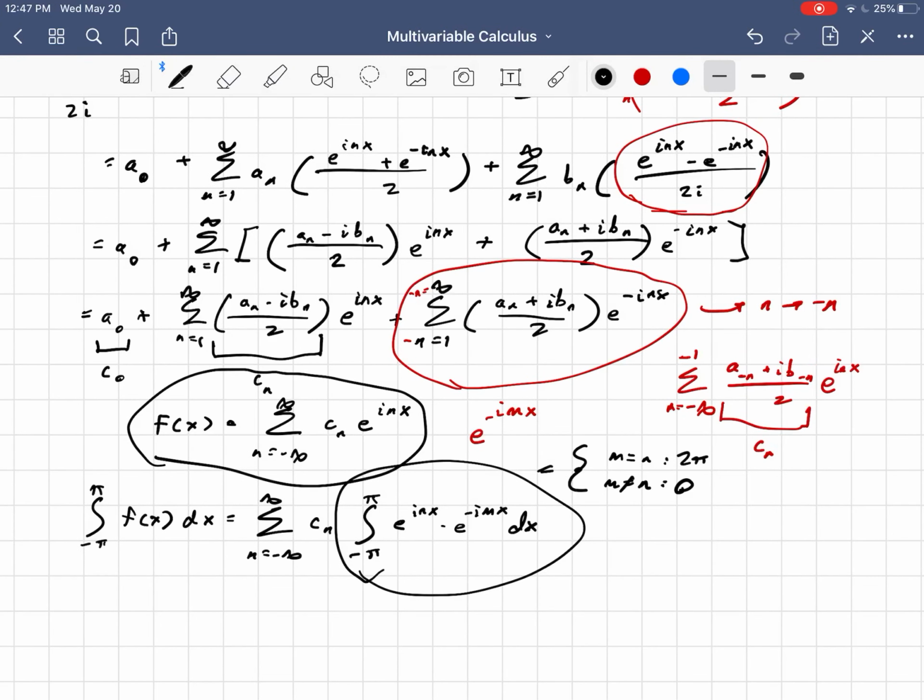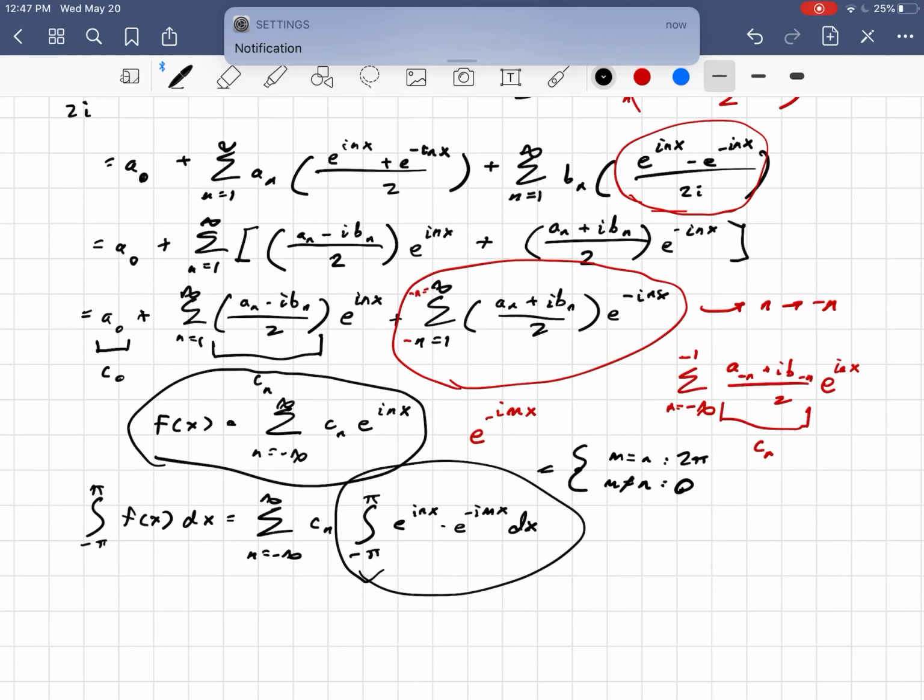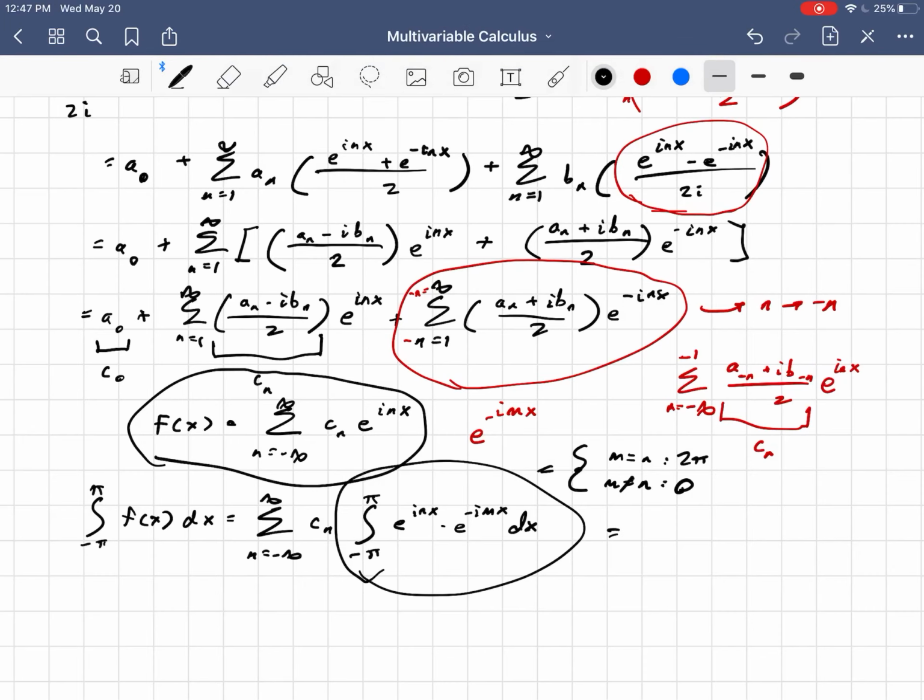So now we again can say that since n goes from negative infinity to infinity, and m is some positive integer, then somewhere in this sum, n has to be equal to m, and everywhere else it has to be equal to 0. So in other words, we're just going to get a bunch of zeros plus the one term of 2 pi c sub n.